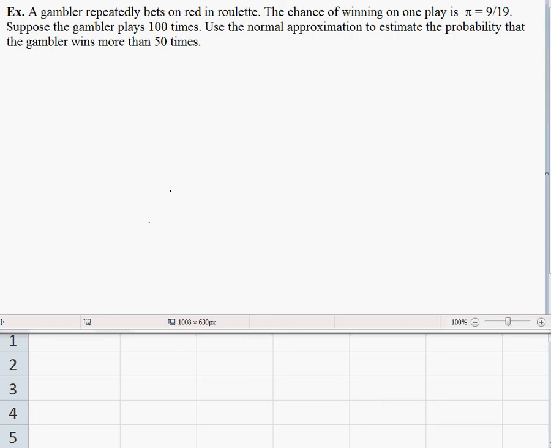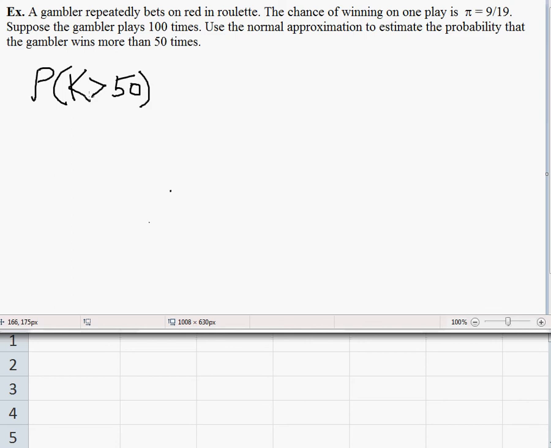So let k be the count of the number of times that the gambler wins. So the question is asking for the probability that k is strictly greater than 50. I get a count that's bigger than 50. Now the exact answer can be found using the binomial distribution. More on that in a second. But an approximate answer can be found by using the bell curve.